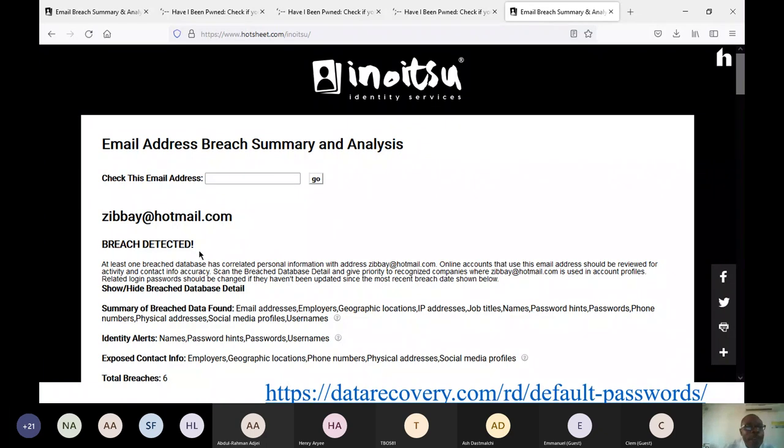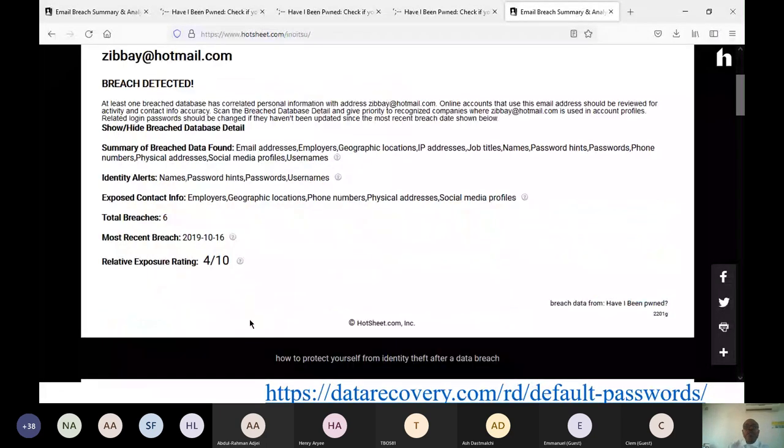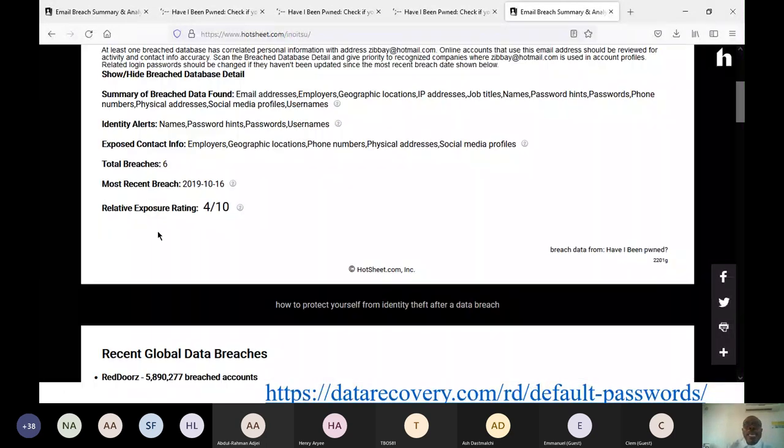Now you get additional information from these breached emails. It tells me the summary of breach data found. It also tells me the identity, the names, the password hints, passwords, and usernames. It gives me a lot more information. And on a rating, it tells me that my exposure level is 4 over 10. So these are some of the steps that hackers who want to gain unauthorized access to your systems take. And as a cybersecurity professional, and I'm laying emphasis on cybersecurity professional, because IT is not the same as cybersecurity.